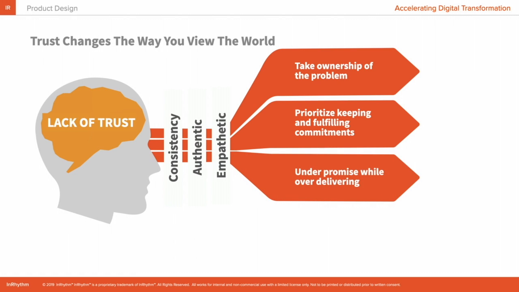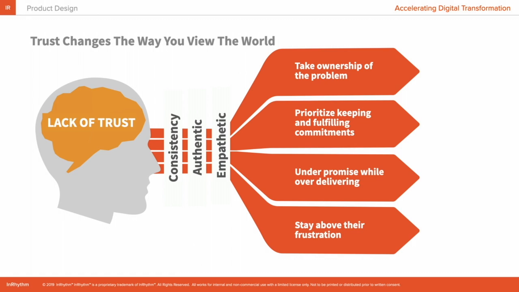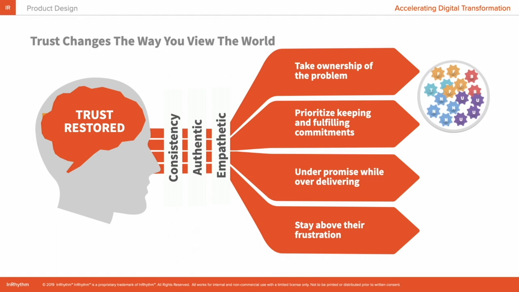Under-promise while you're over-delivering. And most important of all, you have to stay above their frustration. Do not get drawn into their frustration. You have to be the light out of the tunnel. Once you do that, you'll see that requirements will start flowing again.